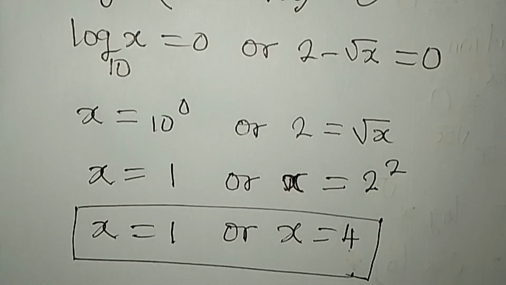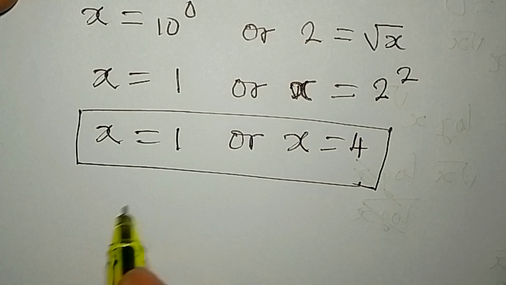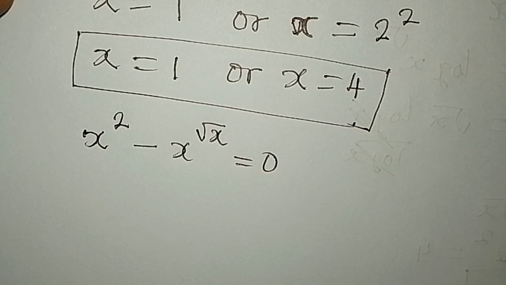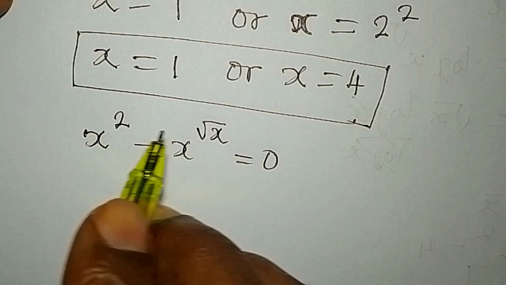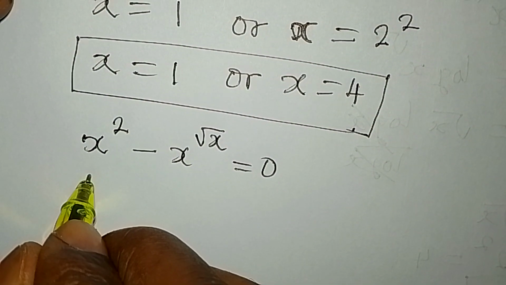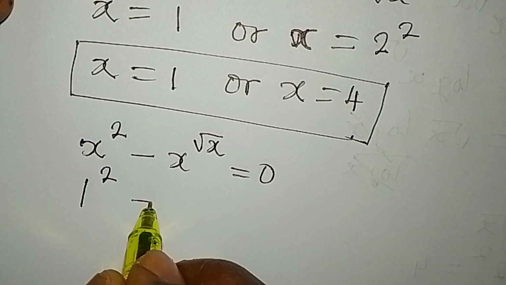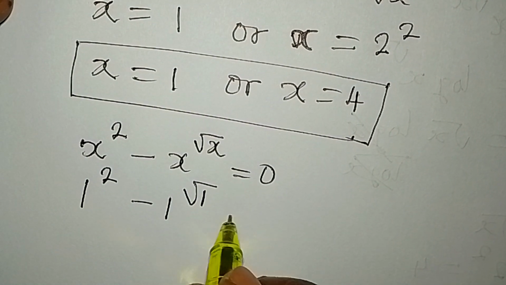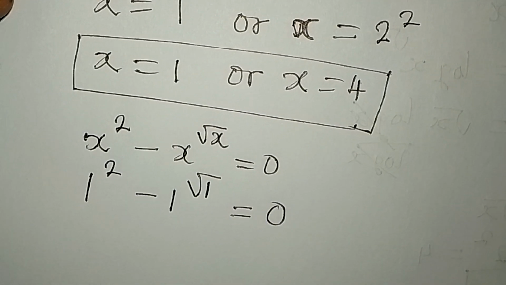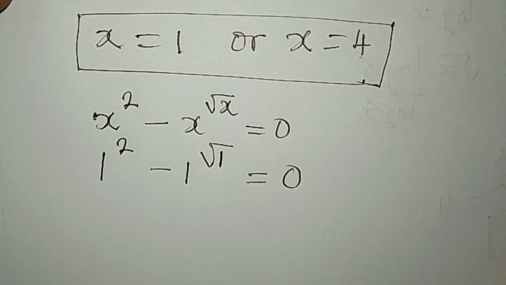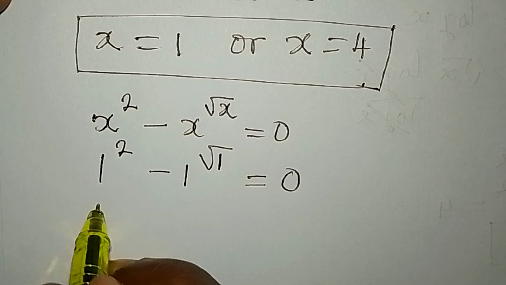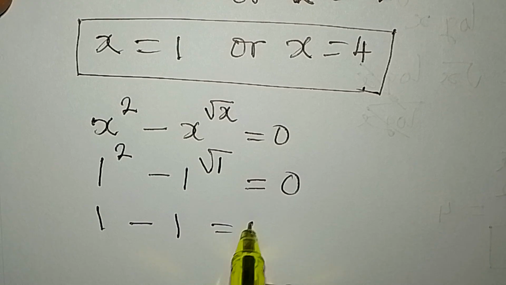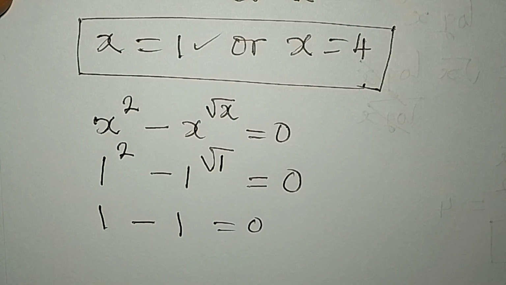Okay, now let's confirm this. Let's confirm what we have done. If we say x is equal to 1, then we'll have 1 to the power of 2 minus 1 to the power of root 1. Okay, will this give us 0? The answer is yes, because at the end of the day, we'll be having 1 minus 1 to the power of 1 is 1, so this is 0. So this satisfies the equation.